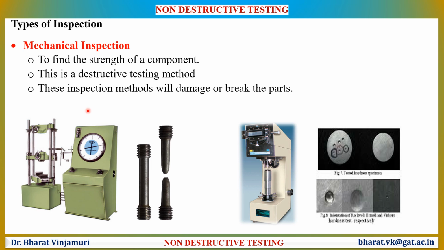The next type of inspection method is mechanical inspection, which is a technique used to ascertain both the physical and mechanical properties of the components. This is mainly employed to find the strength of the component. This is a destructive testing method, where the component is destroyed or changed in some way such that the part is no longer fit for service. Some of the mechanical inspections include tensile testing, compressive testing, bending, and so on.